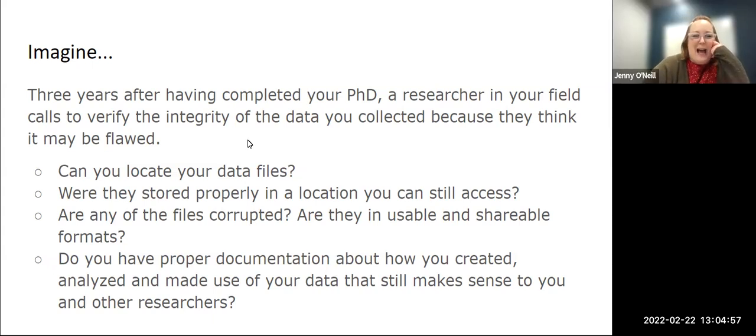You can hear me. So do you have proper documentation about how you created, analysed and made use of your data that still makes sense to you and to other researchers?